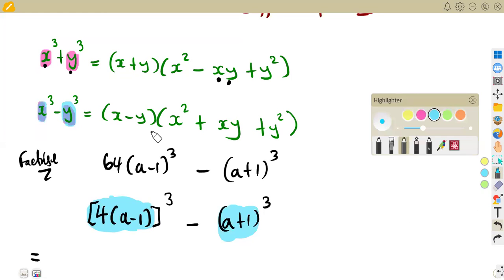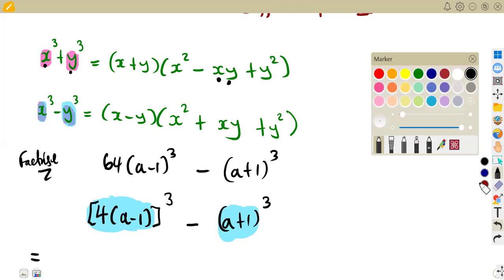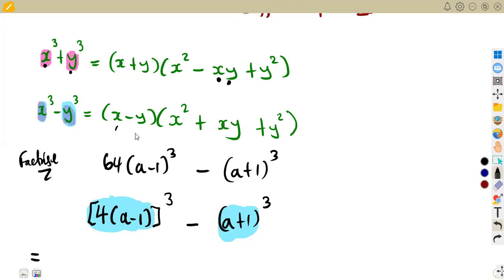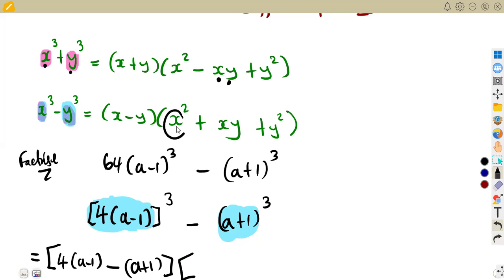So how do we factorize? We're going to have x minus y from this. We said we're going to have x minus y, the first minus the last. So the first is 4 into a minus 1, minus the last term, which is a plus 1, like that. So this is the indication of x minus y. Into the bracket of first term squared, x squared represents the first term.